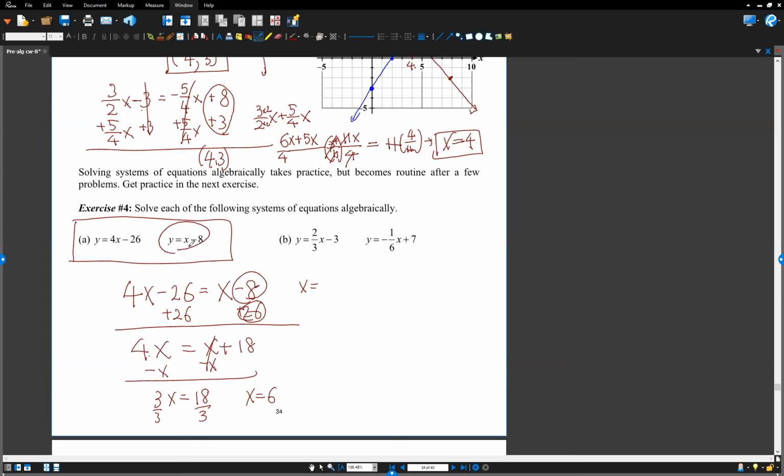But you can use any equation. This looks simple, right? Better use this one, the easier one. Y equals what? When you've got the x value of 6, and take a minus 8, that is negative 2. That is the solution set. When x equals 6, y is negative 2. That is the solution.